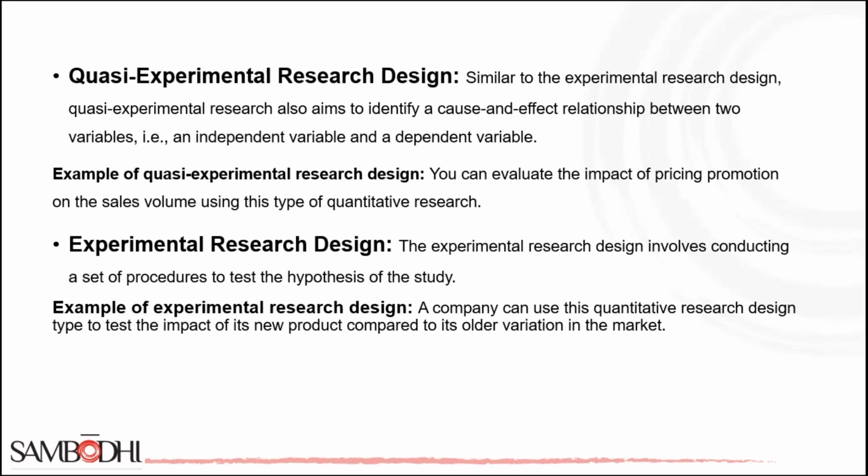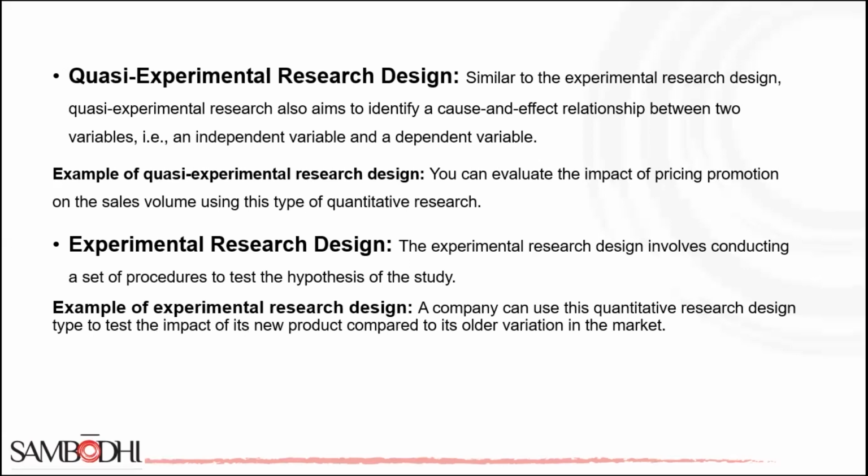So let's further look into the example. You can evaluate the impact of a pricing promotion on the sales volume using this type of quantitative research. In this research, you can select two stores that sell your product. You can implement a promotion in one store while the other store maintains a regular price. So by comparing the sales volume data from both stores during that particular promotion period, you can assess its impact. So this will give you more detail about your research and also which product or which strategy is working well.